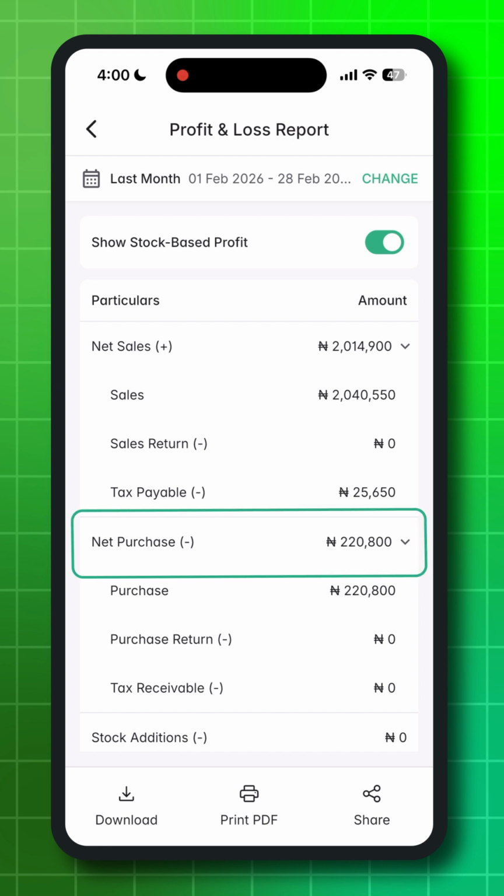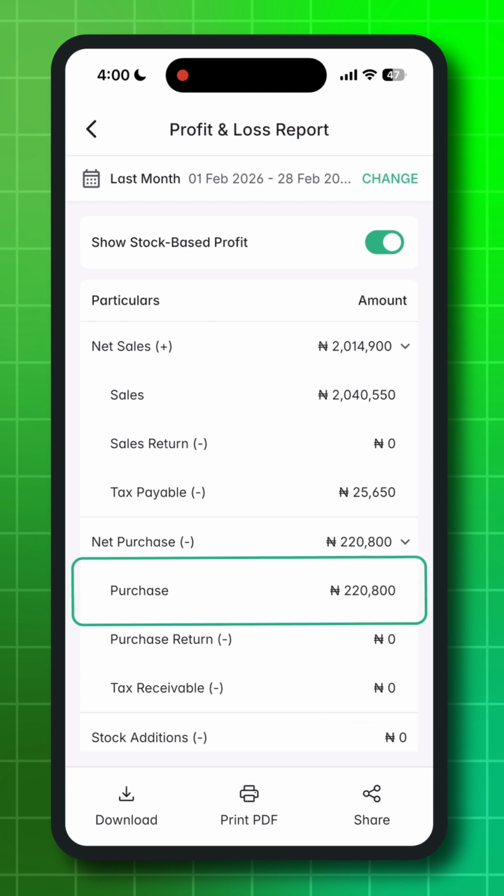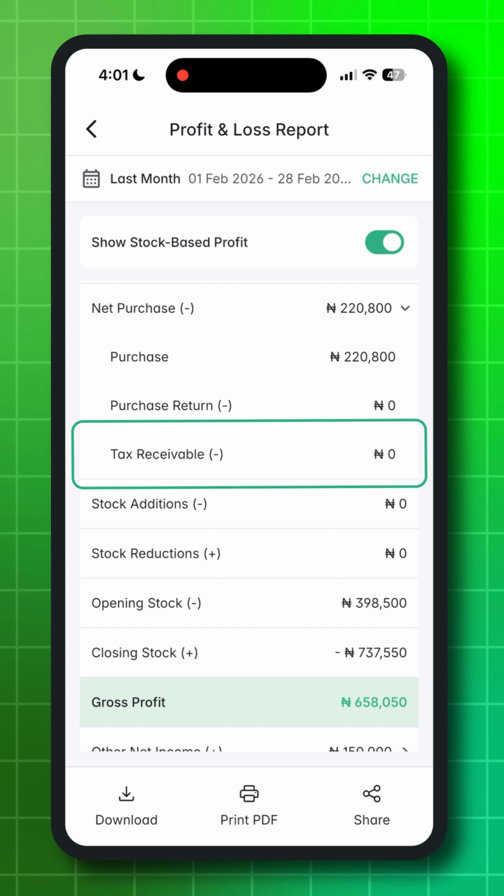Below that is net purchases. This section includes purchases, purchase returns, and tax receivable. Purchases represent the total value of goods bought during the period. Purchase returns are goods returned to suppliers, reducing total purchases. Tax receivable is tax paid on purchases that can be credited or adjusted.